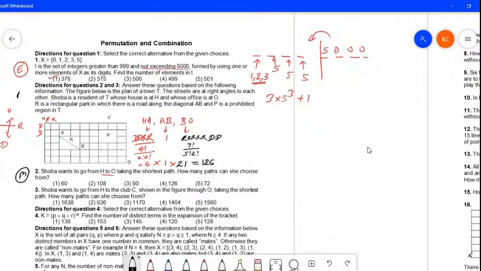Question number 3: Shobha wants to go from H to C shown in the figure through O, taking the shortest path. Now she has to go H to O, and then O to C also. So what will our answer be? 126 into something. Now, looking at this, does it seem like only one option is divisible by 126? Then our work would be done nicely. But let's see how many paths she can choose from.